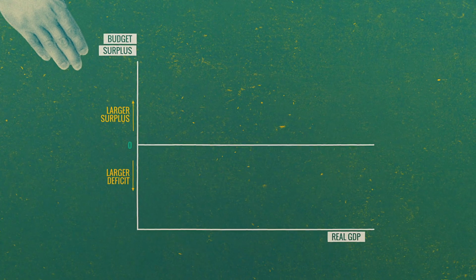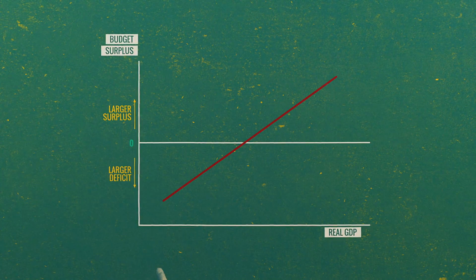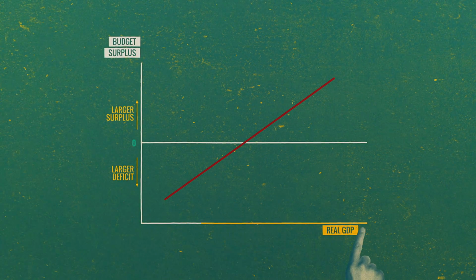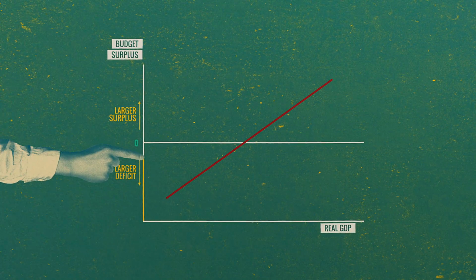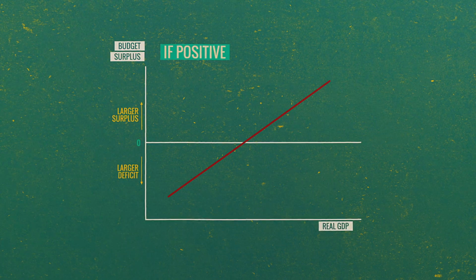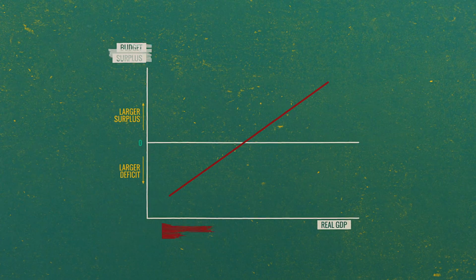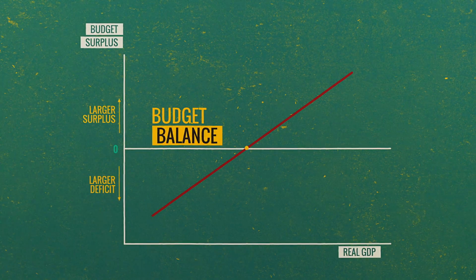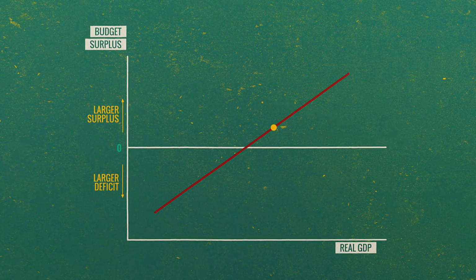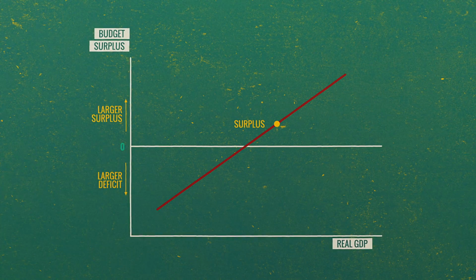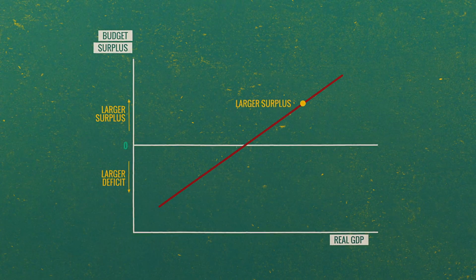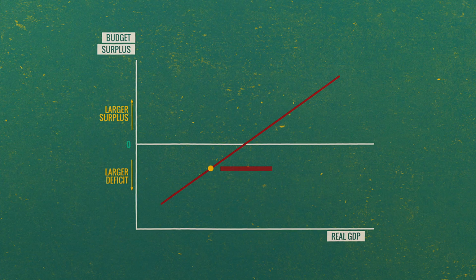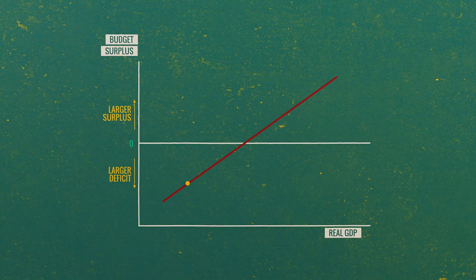So let's look at this relationship. Here's a way to represent it graphically. The horizontal axis is real GDP. The vertical axis is budget surplus if it's positive or deficit if it's negative. The zero line is drawn in to represent budget balance. When the surplus is positive, above zero, we call that the surplus, and as you go up on the line, it's a larger surplus. If you're below zero, that's a deficit, and as you go down, that's a larger deficit.